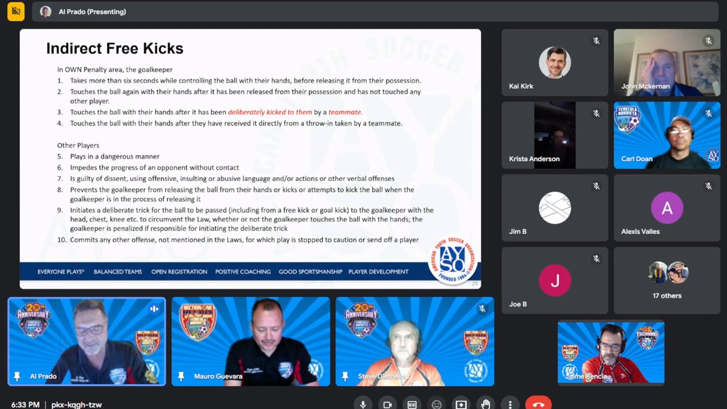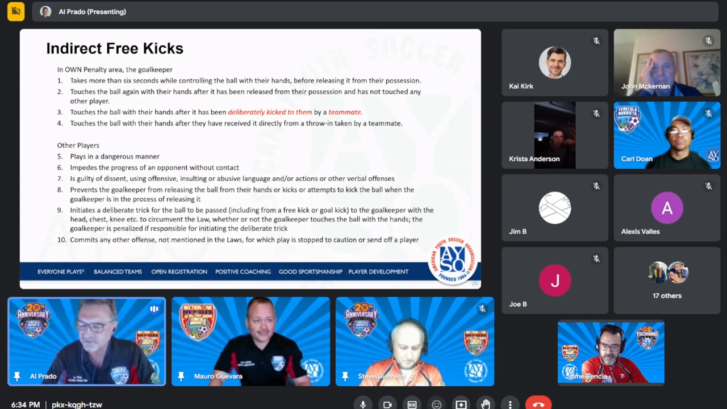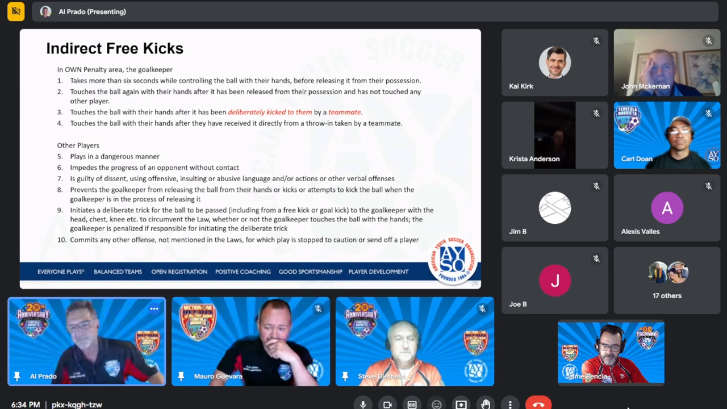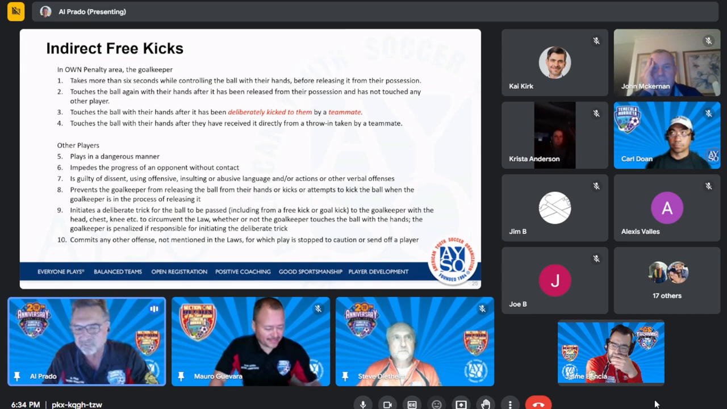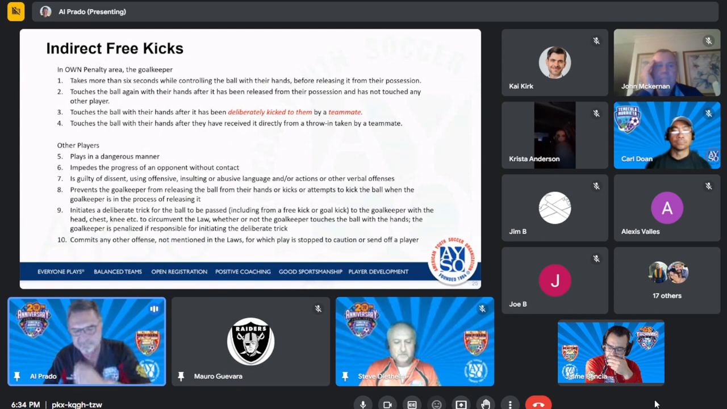Touch the ball with their hands after it's been deliberately kicked to them by a teammate. It's sort of rare, but it does happen. Deliberate kick by a teammate and they pick it up. Again, you have a lot of leeway as a referee with what you think is a deliberate kick. If you don't think it's a deliberate kick, then it's not an offense. Likely not going to happen in 10U. A little bit more so in 12 and 14 and above. Yes, Joe.